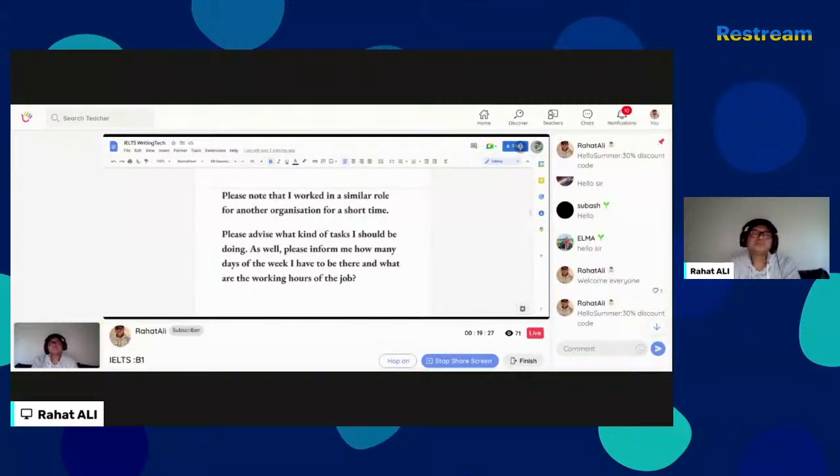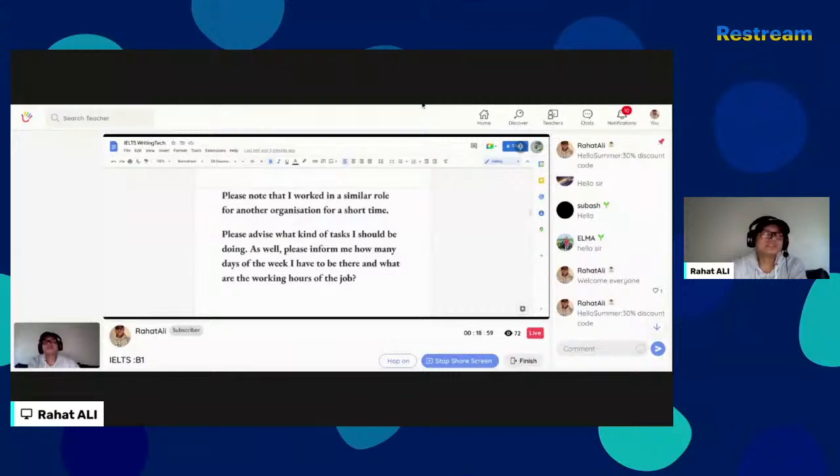Okay, so bear in mind it's very important for you to fulfill the highlighted points of the bullet points. So please advise what kind of tasks I should be doing, as well inform me how many days of the week I have to be there and what are the working hours for the job.